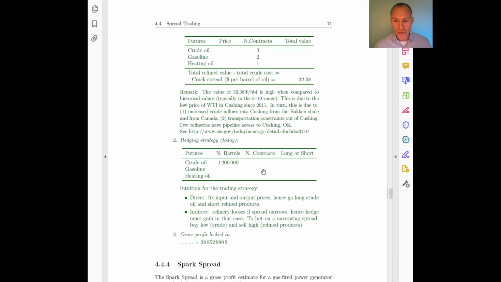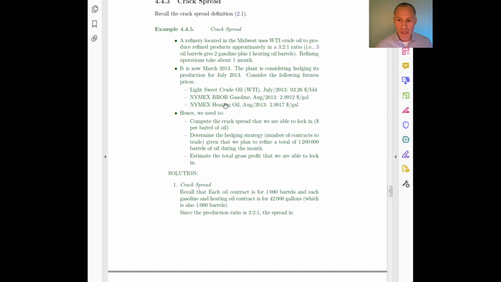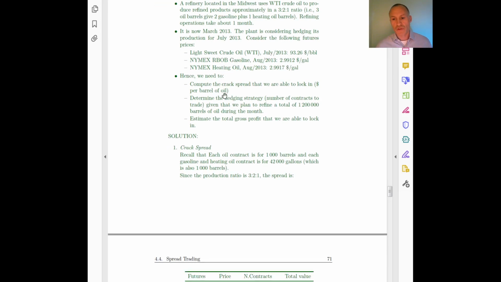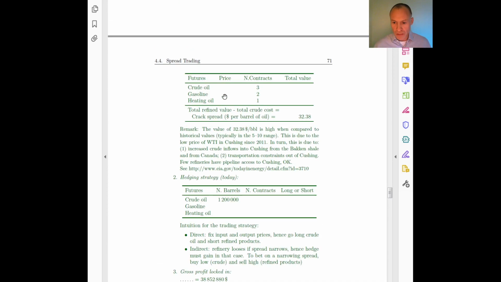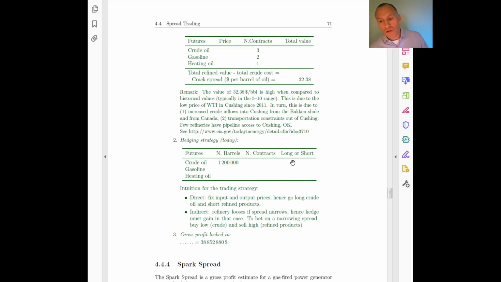So now the new part is how we do the hedging strategy. First you need to determine the quantities, which is just to divide the number of barrels you get by the contract size. The contract specifications are the ones that we have in the previous sections for these three contracts. Each contract is for 1,000 barrels essentially. So you basically just divide this quantity by 1,000, you get the number of contracts, and likewise for gasoline and heating oil. So now just the question is whether you go long or short in these contracts.